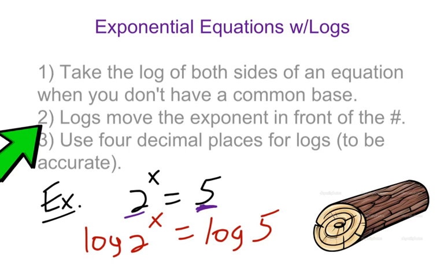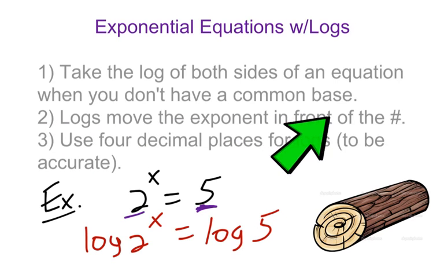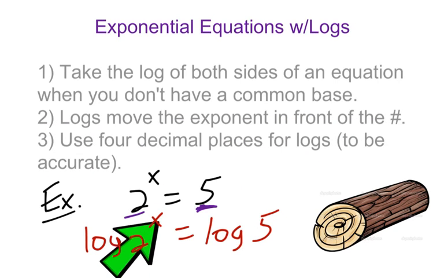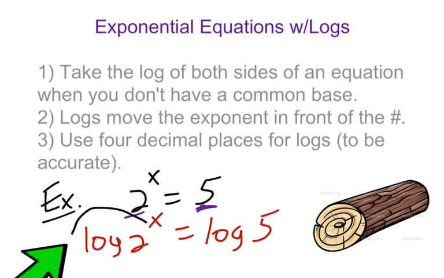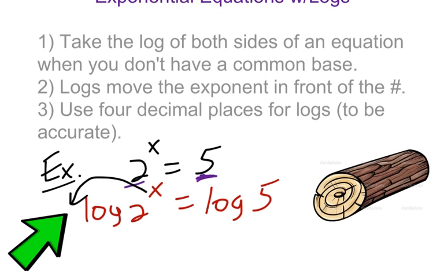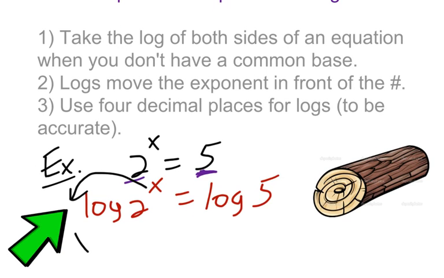And on step 2, where it says logs move the exponent in front of the number, here's our exponent. I'm going to move that in front of the number. So it's really going to read x log 2 equals log 5.